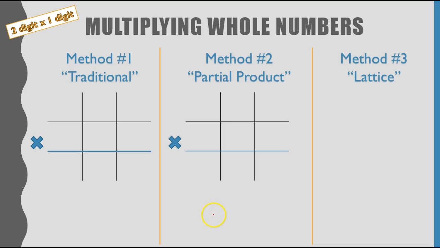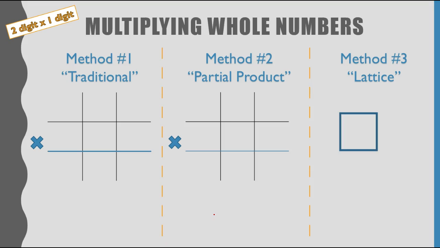So first you need to build some boxes, and it's pretty simple. You just make a box, and a diagonal line, and a diagonal line. And the reason we have two boxes is because I have two digits here and only one digit over here. So that's all the boxes that you need.